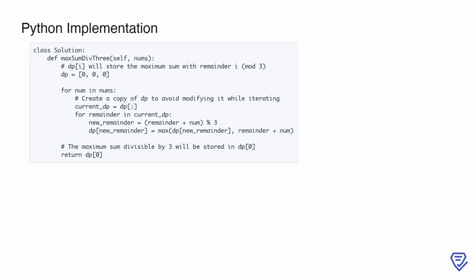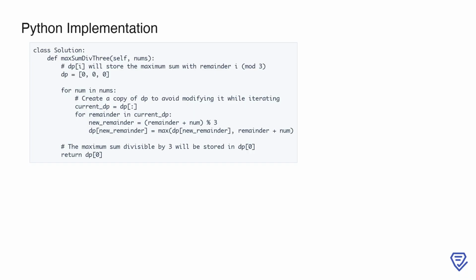4. Update the dp array. For each remainder in current_dp, compute the new remainder, (remainder + number) % 3, if the number is added. Update dp[new_remainder] to be the maximum of its current value or the new sum, current_dp[remainder] + number. 5. Result. The maximum sum divisible by 3 is stored in dp[0], because sums divisible by 3 have a remainder of 0 when divided by 3.